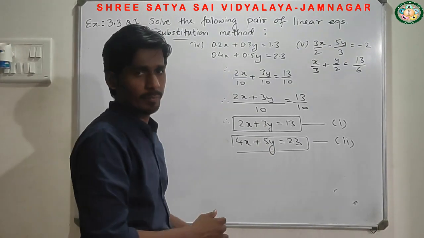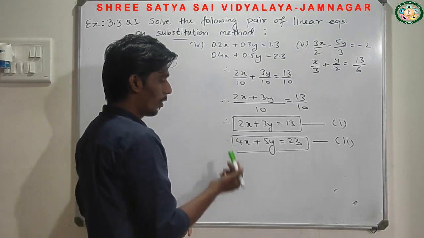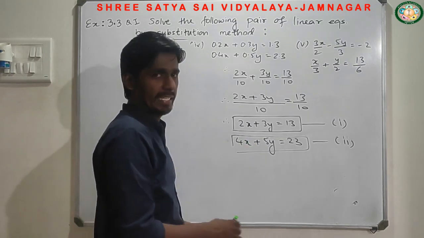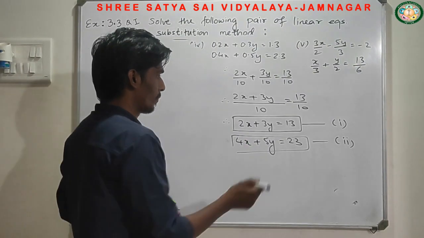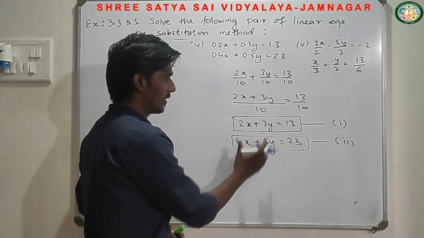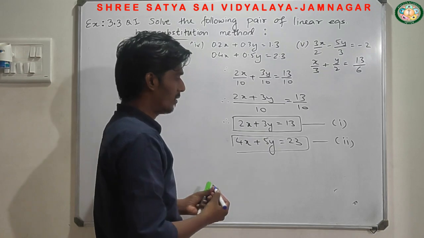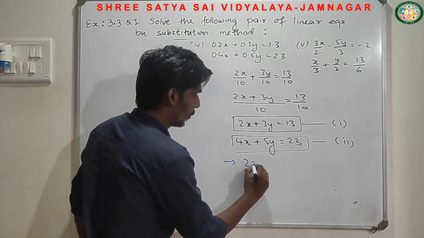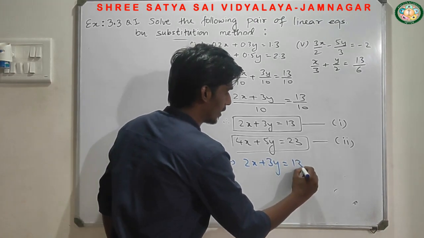Now we have to compare them, a1 upon a2, whether it is equal or not equal. So 2 upon 4 means half, 3 upon 5 will remain 3 upon 5. So definitely it has a unique solution. So now we are going to start our calculation. So use the first equation. I think this is somewhat simpler than this one. So both are the same here, but we are going to use the first one. So 2x plus 3y equals 13.